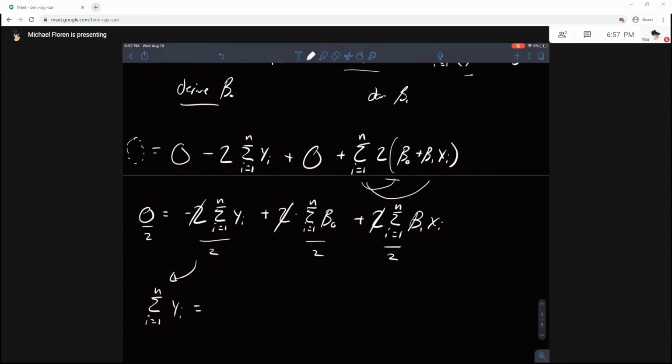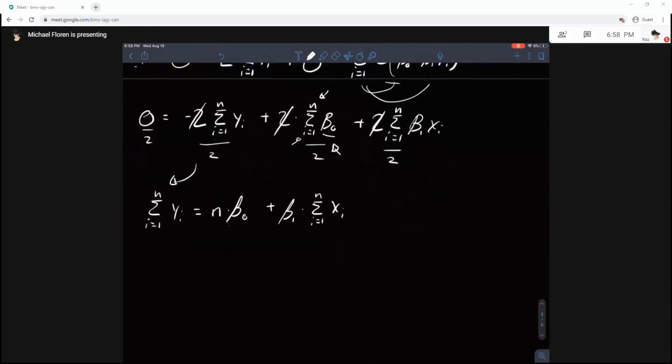Now, what's interesting is, remember our rules of sums. Beta 0 is a constant over i, so it's not going to do anything. It's just like a c. But when we add a constant over i, what we end up with is n times that constant, or the limit of the sum. In this case, that's n times that constant. So this is going to be n times beta 0, plus, then we have beta 1 times the sum of i equals 1 to n of x sub i.